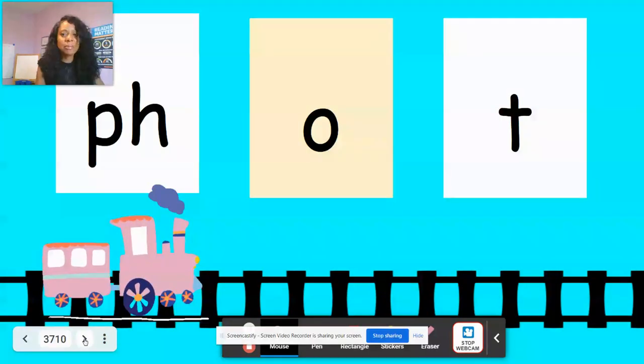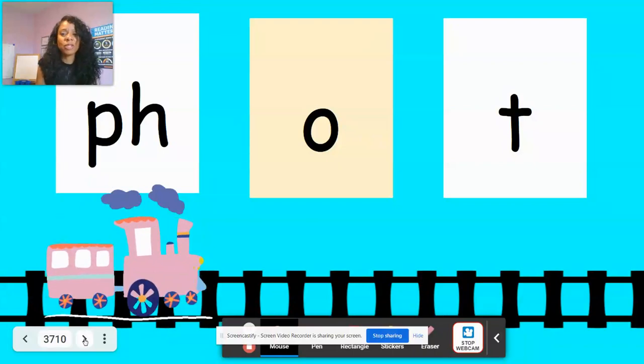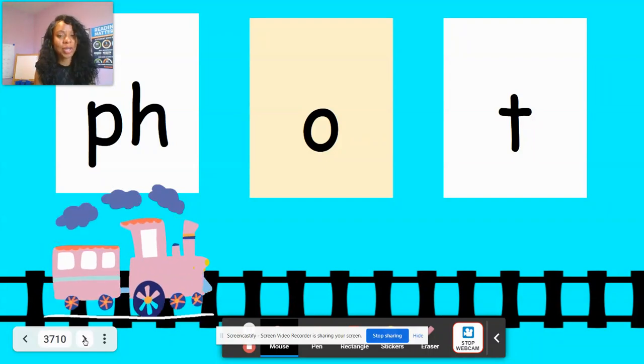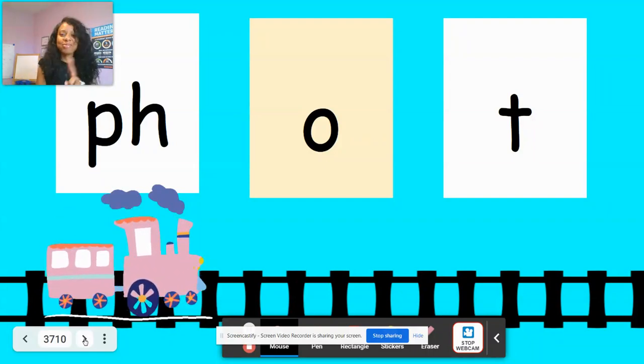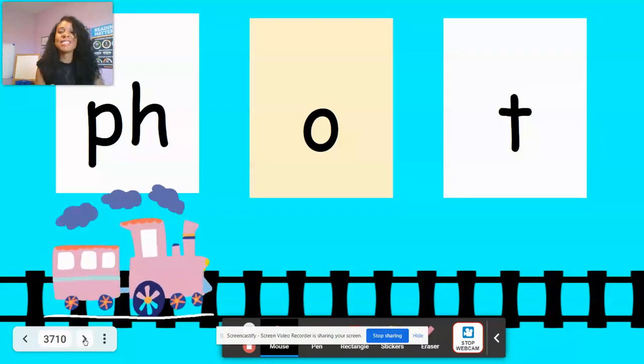Oh, wait a minute. I don't see a magic E. So what kind of sound would this O make? Would it make a long O sound like oh? Or would it make a short O sound like ah? It would make a short O sound, okay? So there's no magic E at the end of this word. They tried to trick you, but you knew better than that, right? Let's try to sound it out.